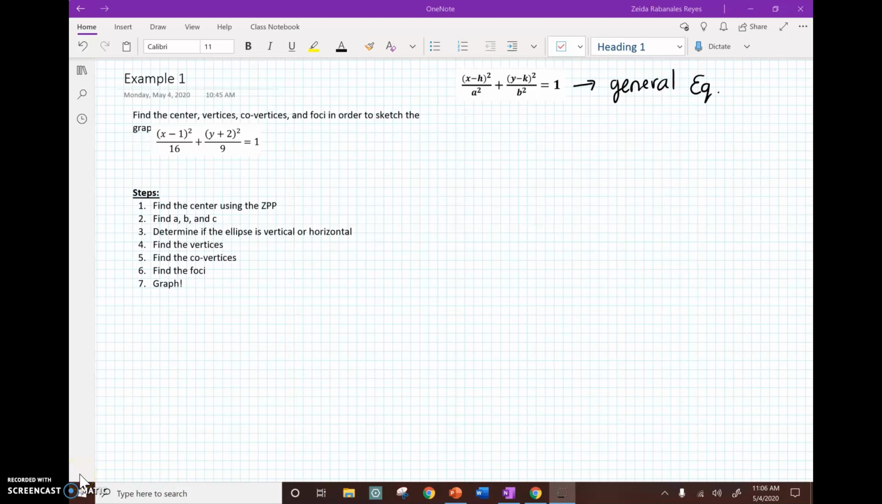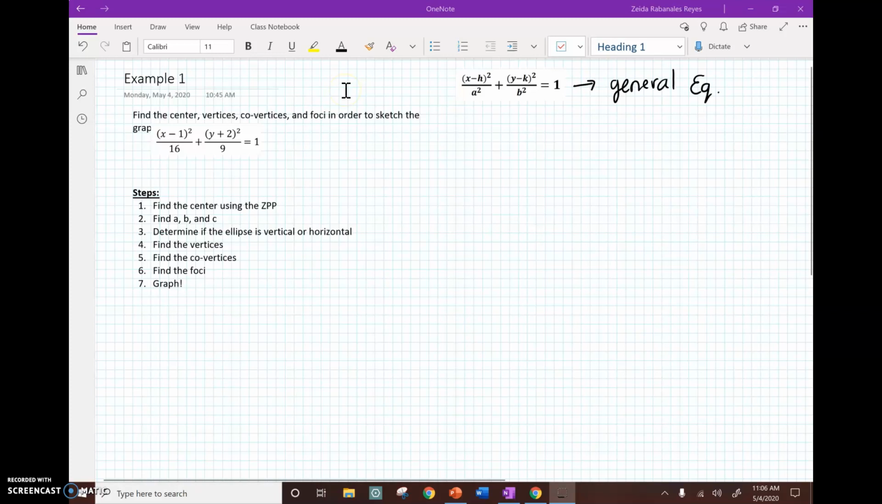All right, this is example 1 of graphing ellipses. We're going to find the center, vertices, co-vertices, and foci in order to sketch the graph. Our equation is right there. I have the general equation on the side from the PowerPoint. That's going to help us out when we're trying to find A, B, and C.